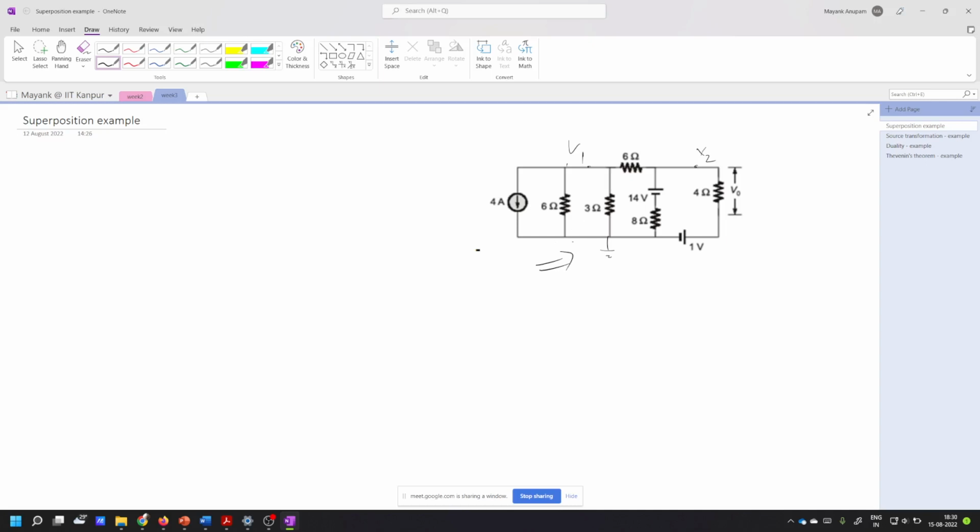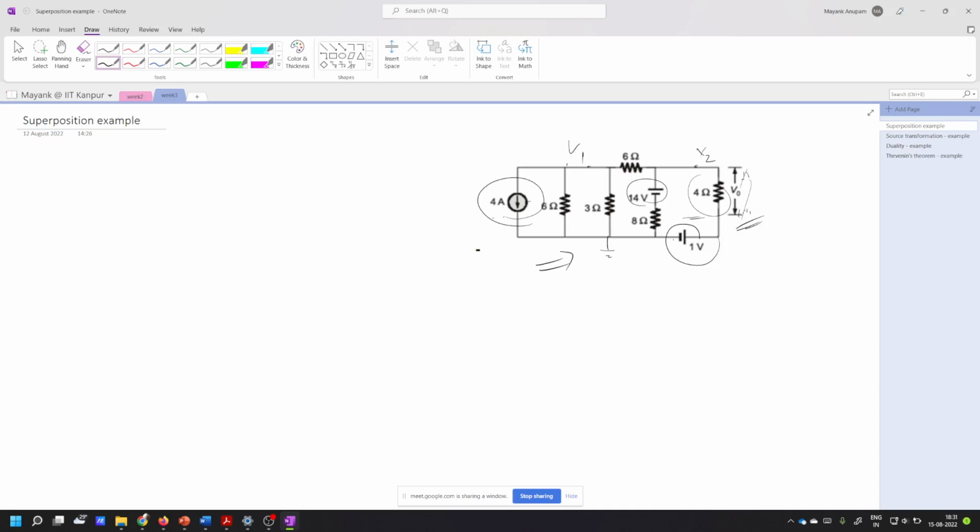Fine. So now let us proceed. Let us try to solve this problem in a slightly different manner by using superposition. So you see there are three sources here. This is a current source, this is a voltage source, this is also a voltage source. Superposition says that the voltage across this particular resistor, the voltage that we are concerned with here, is equal to the algebraic sum of the voltages that each one of these sources will enforce across this resistor, without the effect of any other source at a time.